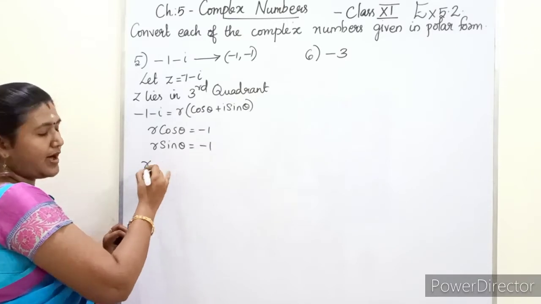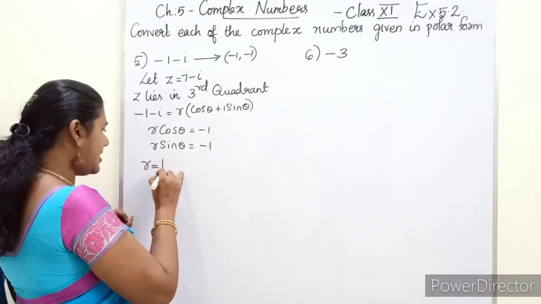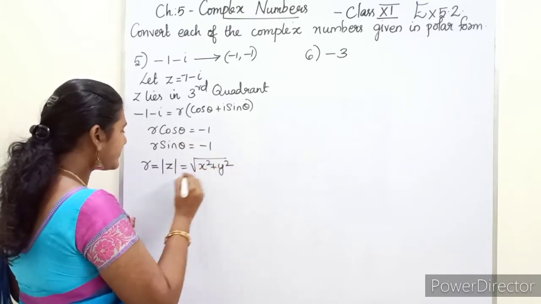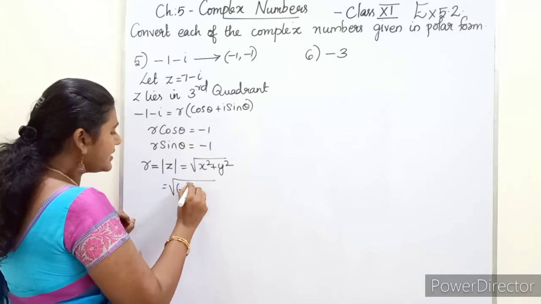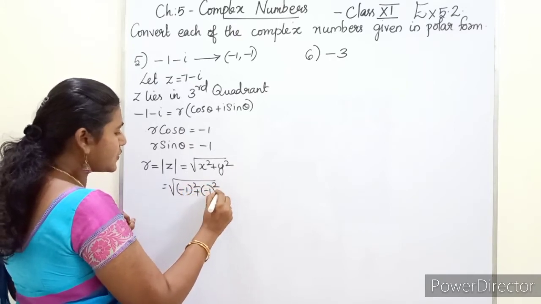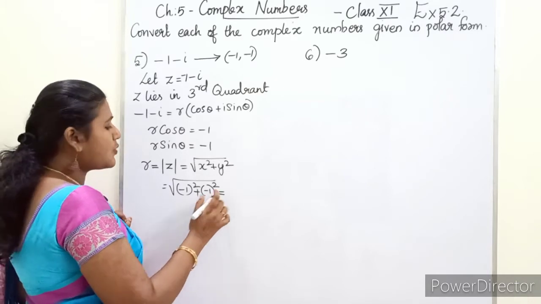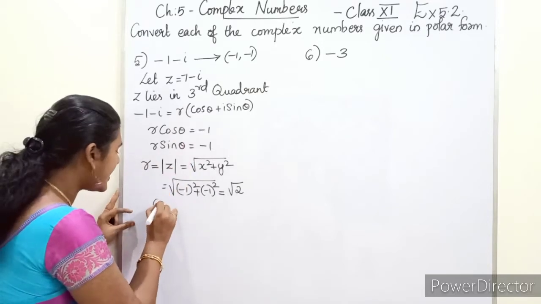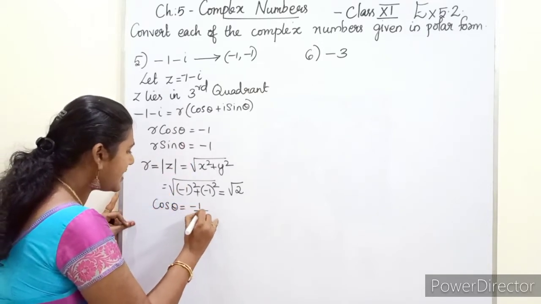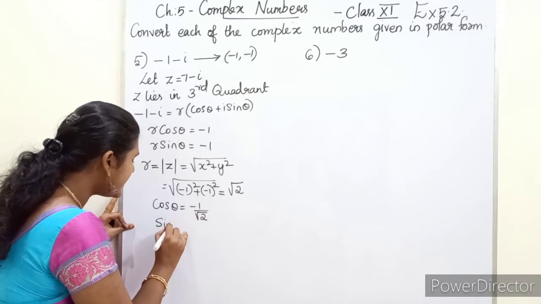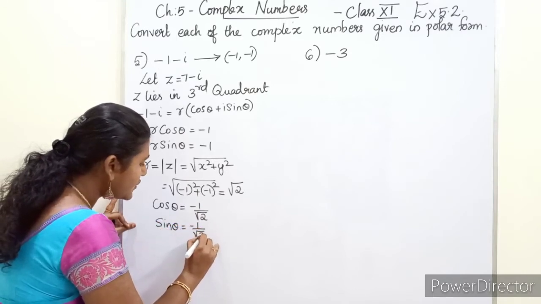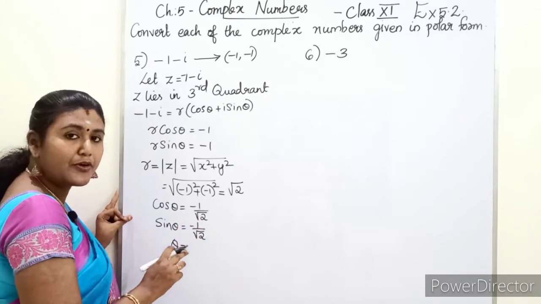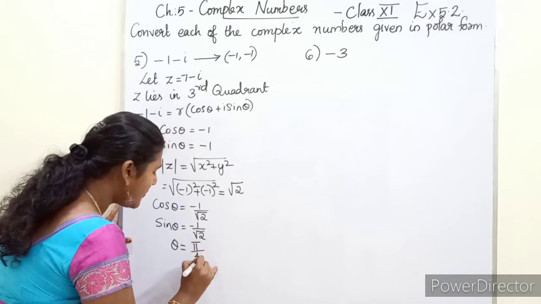Now the value of r is the modulus of the complex number. Mod z equal to root of x square plus y square, that is root of minus 1 the whole square plus minus 1 the whole square, that is 1 plus 1, which is root 2. So the value of r is root 2. Now from these two we will find the cos theta value. Cos theta is minus 1 by root 2 and sin theta is also minus 1 by root 2. So what is the value of theta? For which angle cos and sin value is 1 by root 2? For pi by 4. So theta is equal to pi by 4.